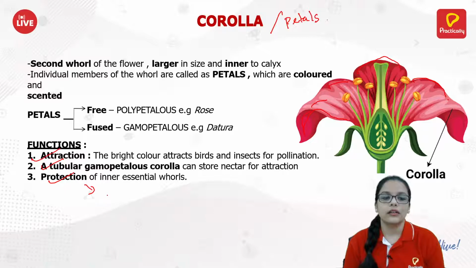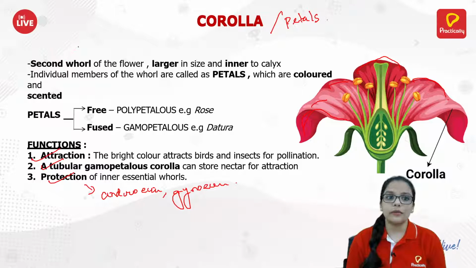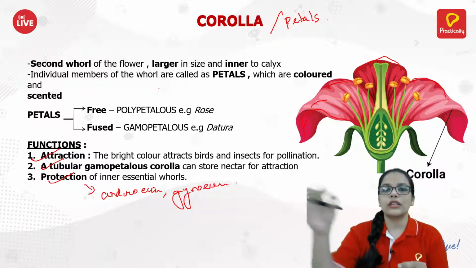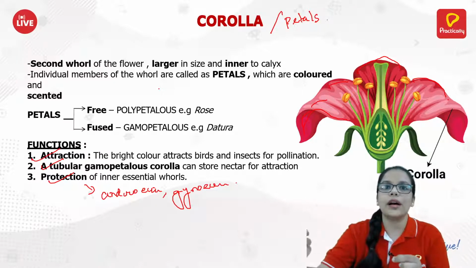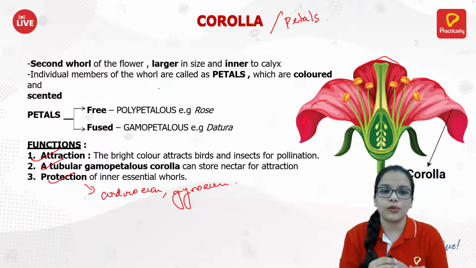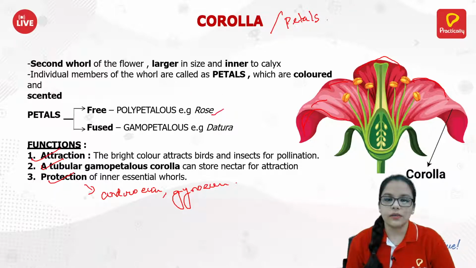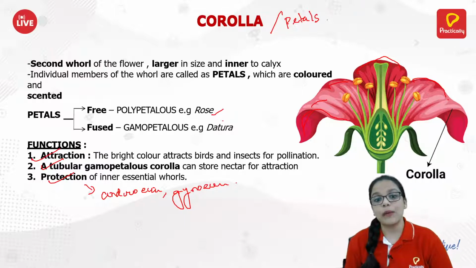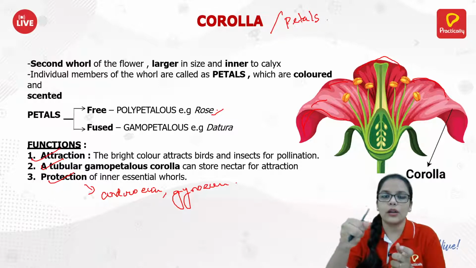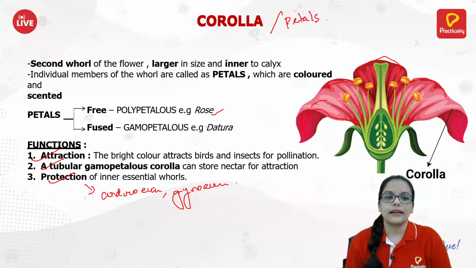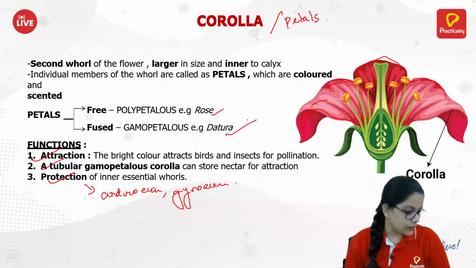It protects the androecium and gynoecium. Now petals can be free. When you take petals out of a rose, they're all free. When you break one out, the others won't fall. That is a rose, that is polypetalous. Then there is gamopetalous, where everything is fused. They are one on top of the other. When you break one out, the other one will fall. That is a fused one, such as datura.